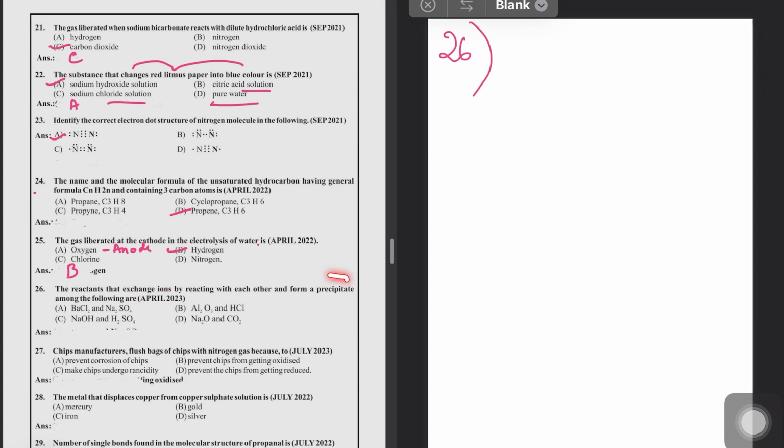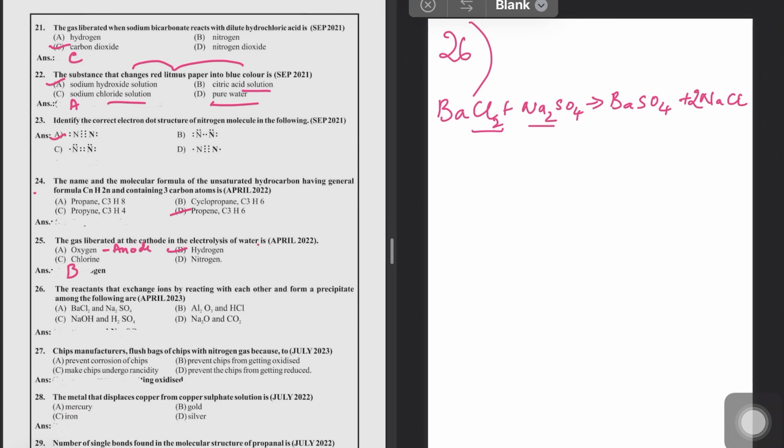That is, a displacement reaction has to happen. Along with that, it should form a precipitate also. So let us check with option A. It is barium chloride plus sodium sulfate, Na2SO4, and barium sulfate plus sodium chloride is formed. 2 sodium and 2 chloride are formed, so to balance, we will add 2 here.